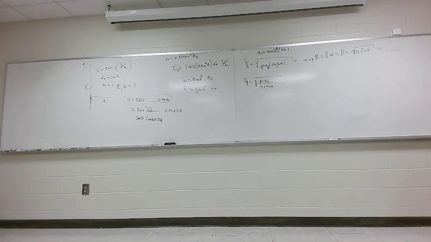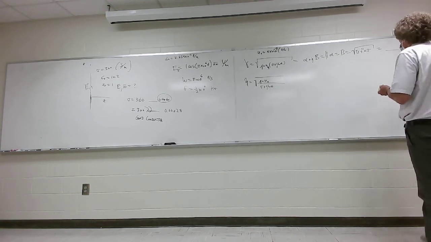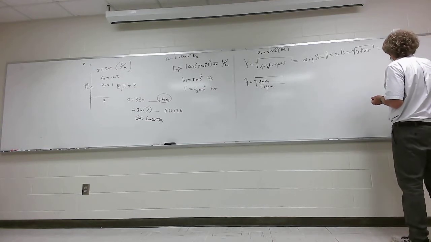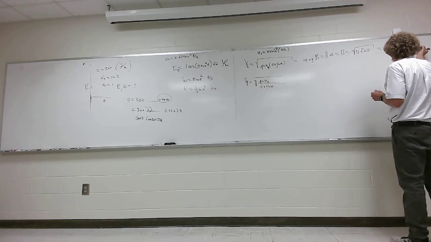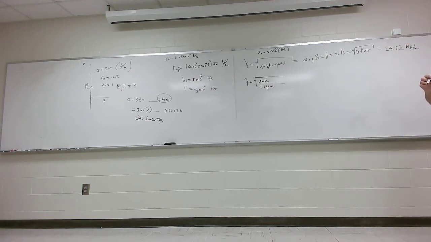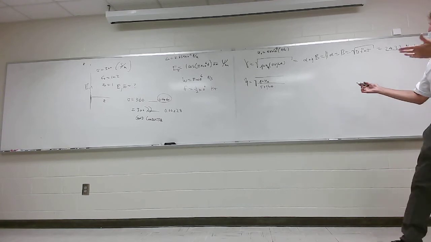I got 24.33. So anybody confirm that? 24 point, say it again? 33. 3. And this would be Napiers per meter, right? Or radians per meter, either one. And the units you're going to see are going to be identical in terms of their effect. Are you with me, class? How many else, anybody else get that? You got it? Okay.